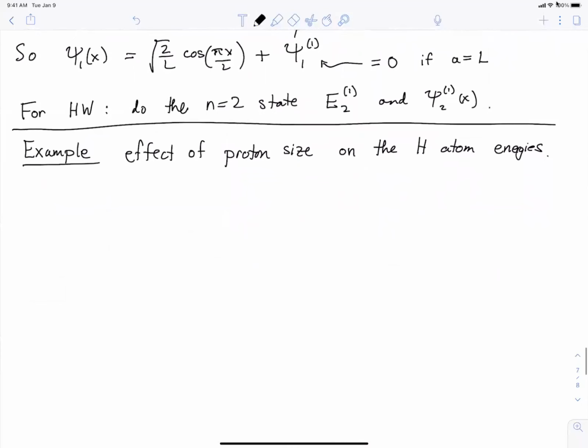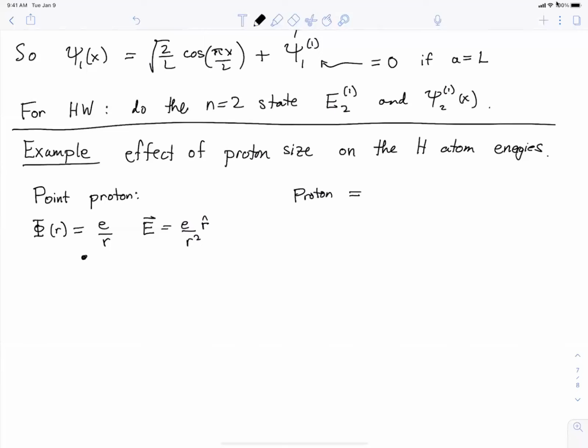Okay, so to model this, remember that up to now, we had treated the hydrogen atom nucleus, namely the proton, as a point. So if there's my proton, we know the electrostatic potential is equal to the proton charge in appropriate units, which we call e, divided by r. And the electric field for that is e over r squared times the unit vector in the radial direction, r hat. But now we're going to treat the proton as, and this is not exactly a true statement, but we're just trying to illustrate the idea, a uniform charge density ball.